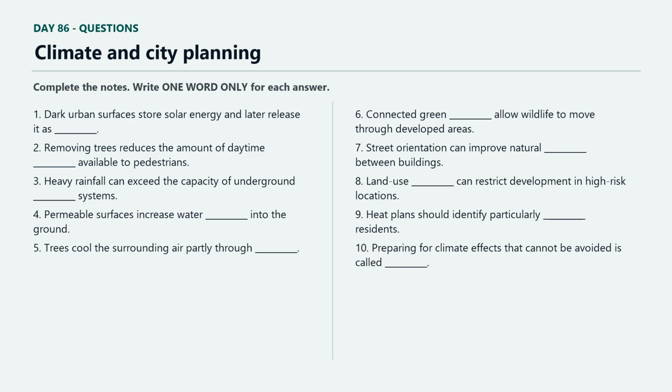Leaves intercept sunlight, and trees cool surrounding air partly through transpiration. During this process, water moves through a plant and is released as vapor from small openings in its leaves. Energy is required for the change from liquid water to vapor, which produces a cooling effect. Trees can therefore reduce local temperatures, but they require adequate soil volume, water, suitable species, and long-term care.